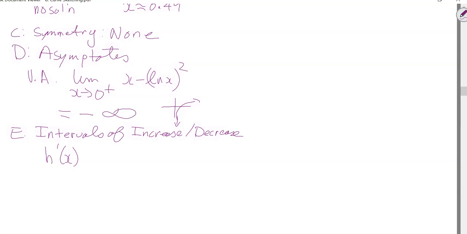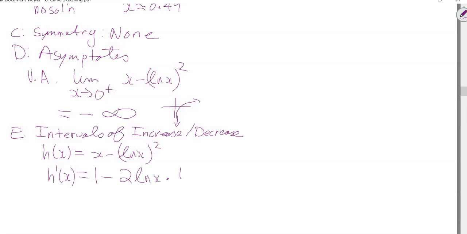What is h of x? So it's x minus ln x, squared. Let's write out h of x. H of x is x minus ln x quantity squared. So that's h prime of x: 1 minus 2 ln x times 1 over x, which is 1 minus 2 ln x over x. Or you might see it written as x minus 2 ln x all over x.